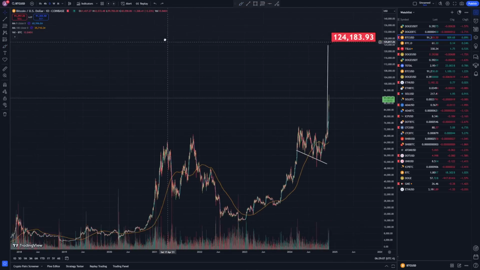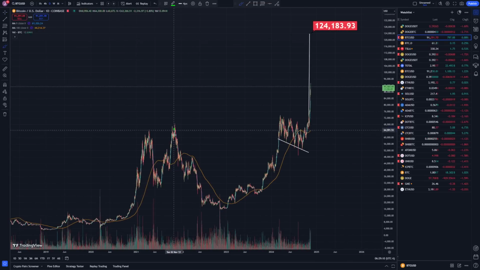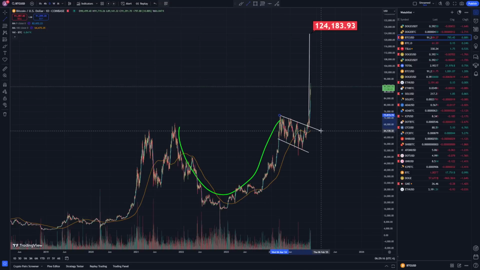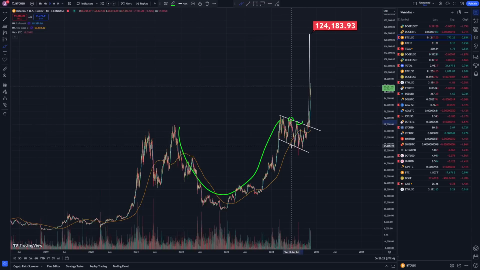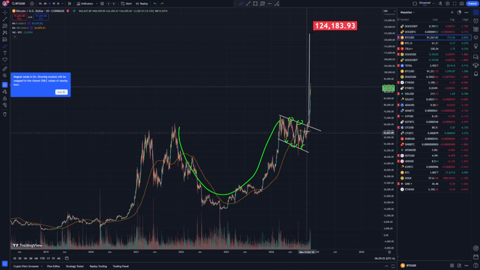We're looking at a cup and handle. So we have this cup, we have this handle, basically a cup and a channel pattern after that cup. So we have something like that. We were bouncing in between these trend lines. We had resistance, support, giving me these two trend lines.